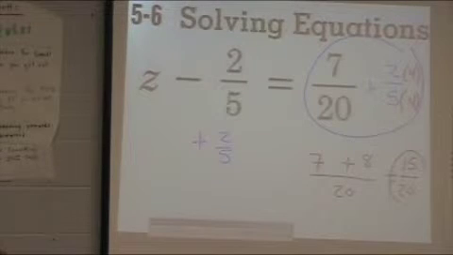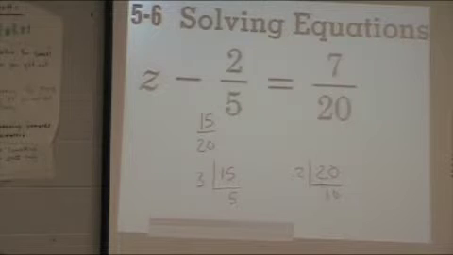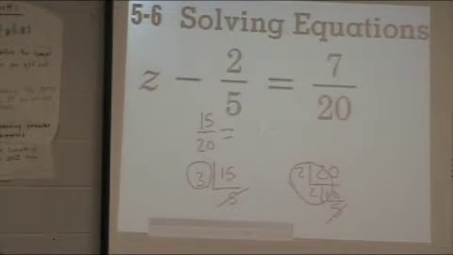Now, is that my answer? No, because I have not reduced. So let's make sure that when you reduce, you write 15 over 20, and then you do your prime factorization of each. The prime factorization of 15 is 3 times 5, and the prime factorization of 20 is 2 times 10, which is 2 times 5. Now I can cancel out these two 5s, so I have 3 over 4. So this reduces to 3 over 4.